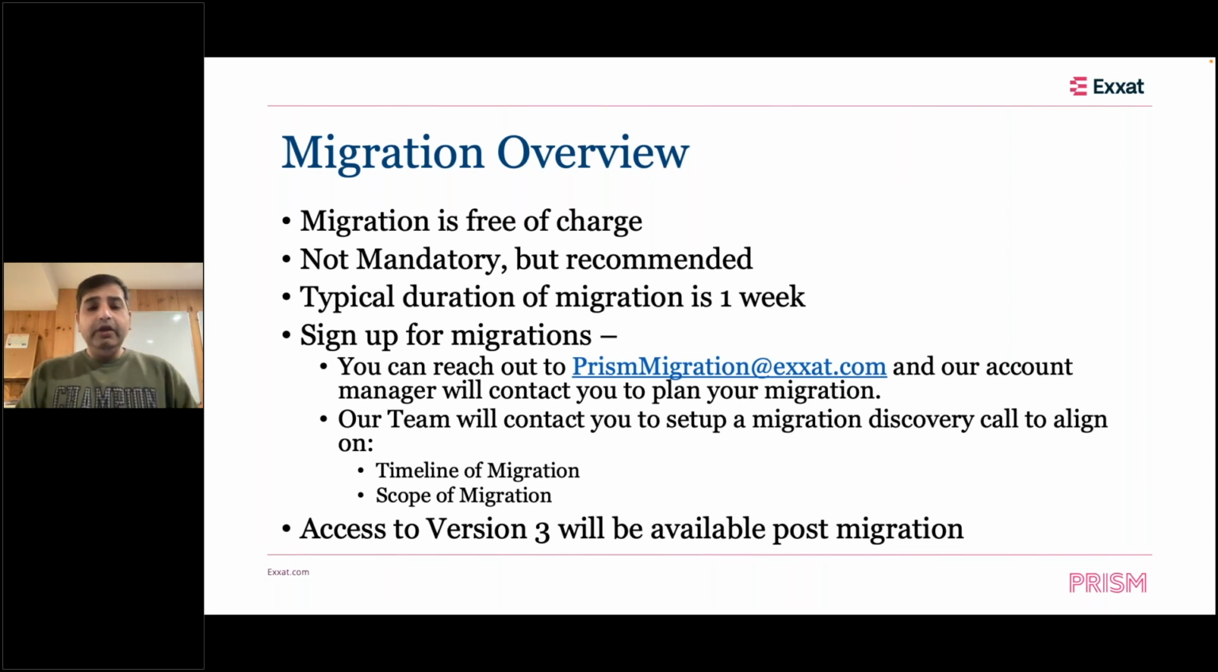To highlight one more question which we get very often: what happens to our version 3 access? What happens to our data? Version 3 access will be there for you. You will still continue to have your version 3 and can access it as is. Prism would be one more access available if you are using two systems, or for your other cohorts which are in version 3, you will continue to have access to version 3. That is going to be part of your access.